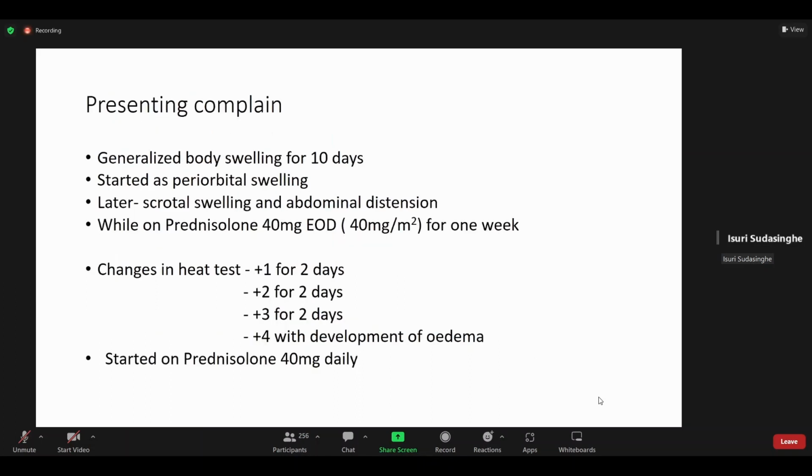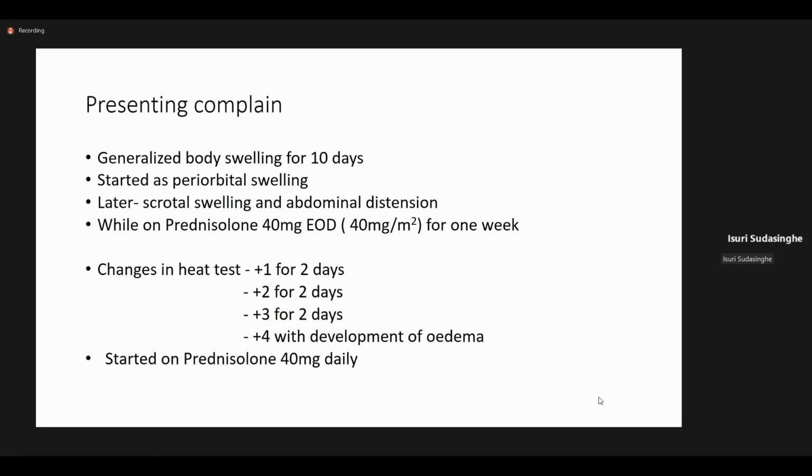This time he presented again with generalized body swelling of 10 days duration. It started off as periorbital swelling, and later progressed to scrotal swelling and abdominal distension, while the baby was already on prednisolone 40 milligrams every other day for 1 week.